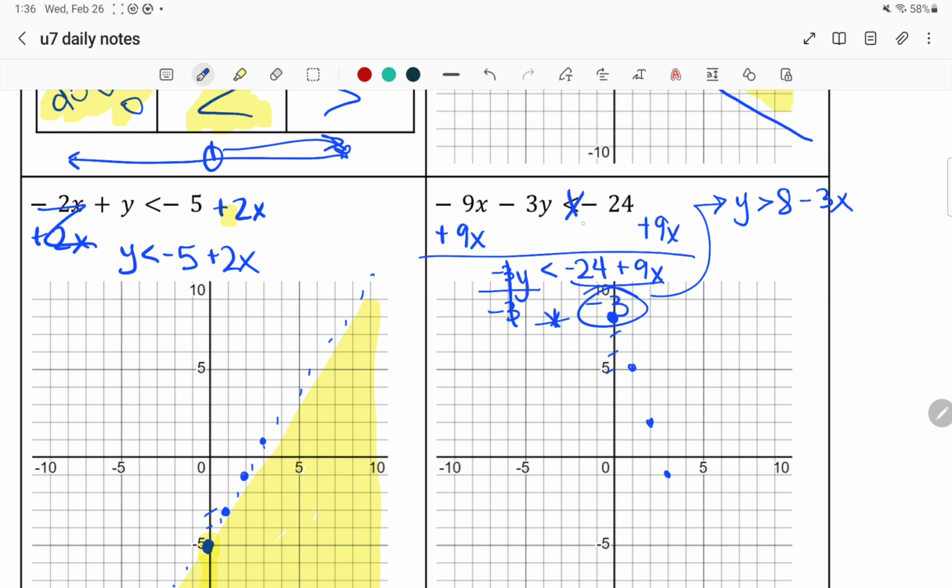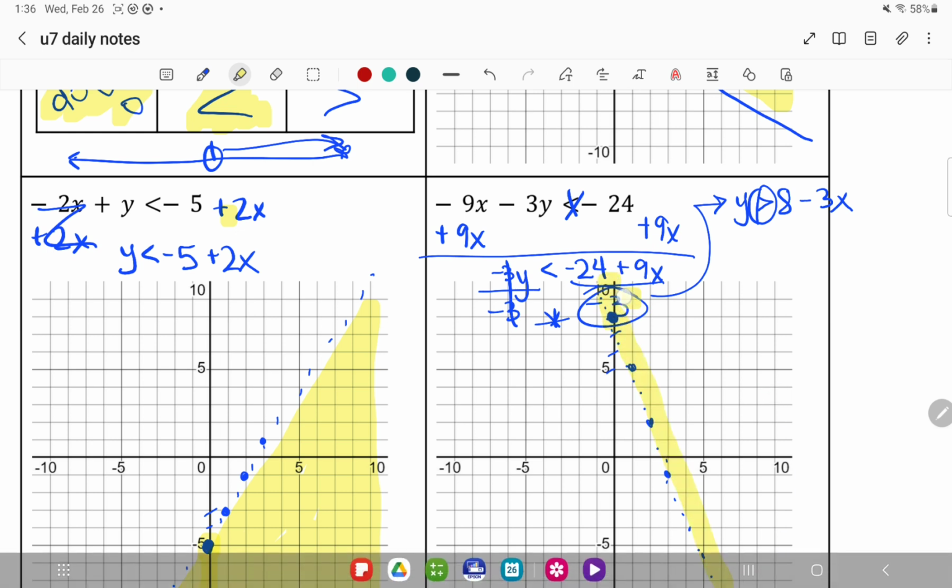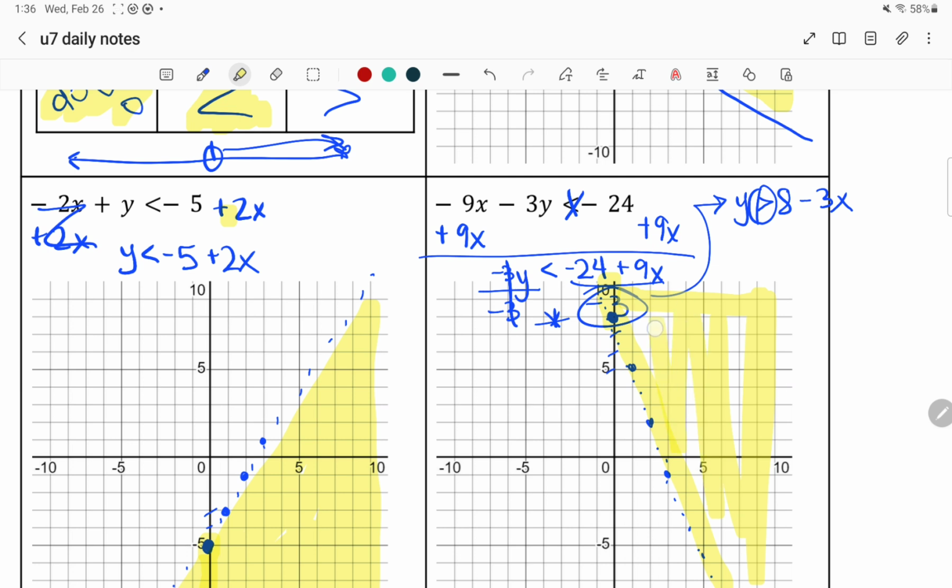My sign flipped, so I don't care that that one was less than. I care that this one is greater than. So this is going to be a dotted line according to my chart. And I'm going to go above. So here's my y-axis. I'm going to go higher. And that's going to be everything right here.